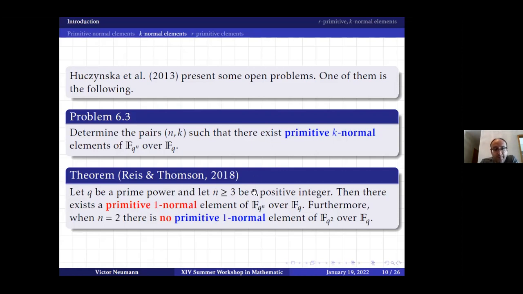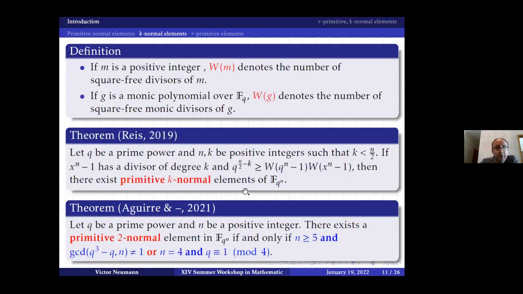So this is a general result, the complete result for k equal to 1. For the following results, we need a little definition. We denote W(m) the number of square-free divisors of m for a positive integer, and W(g) the number of square-free monic divisors of g for a monic polynomial.